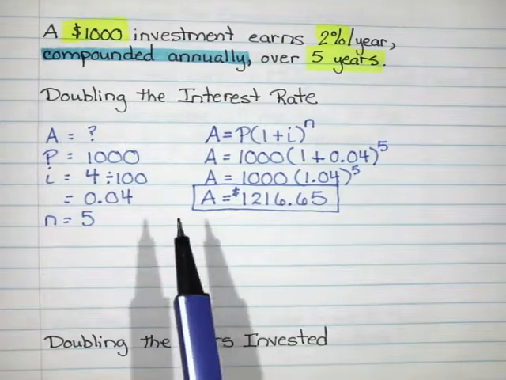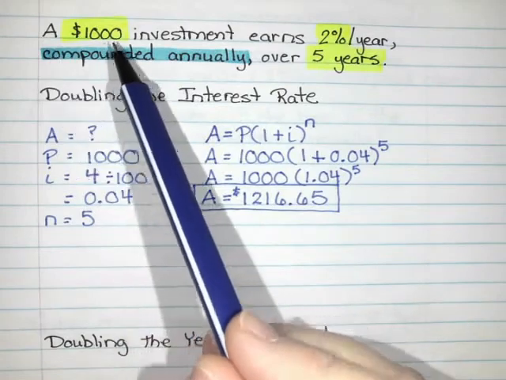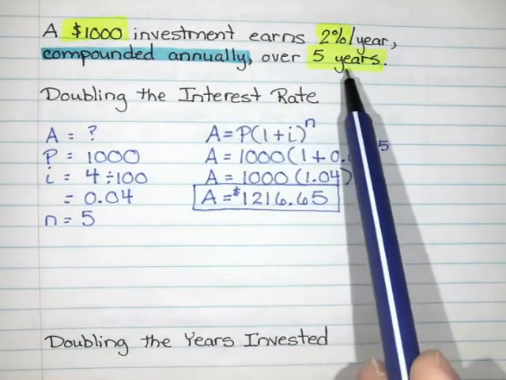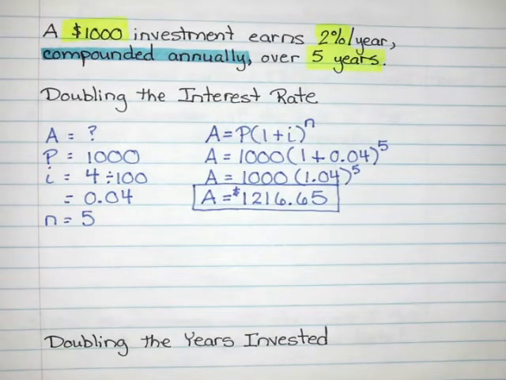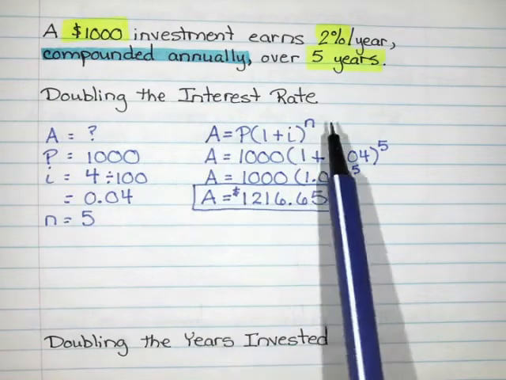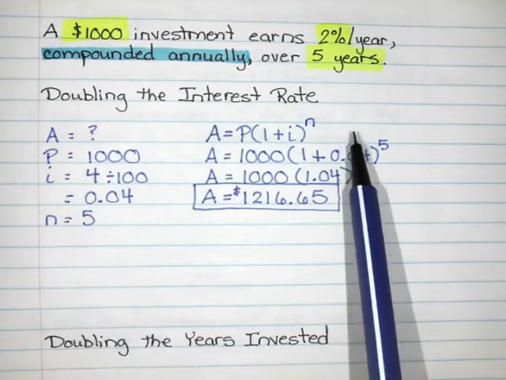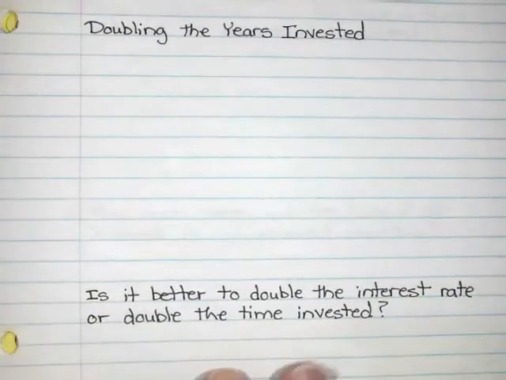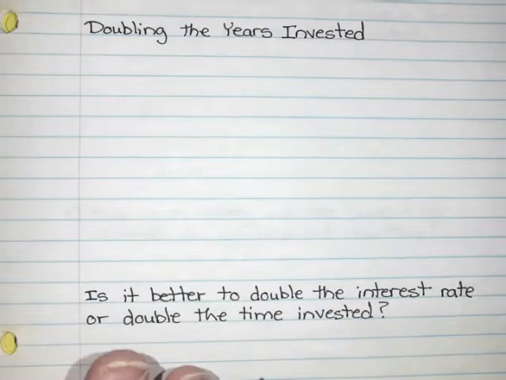All right, we are continuing the question that says a $1,000 investment earns 2% per year, compounded annually over 5 years. And the question that we're interested in answering is, is it better to double the interest rate or double the time invested? So we just finished in the previous video doubling the interest rate, and now we're going to take a look at what happens if we double the number of years that we're investing for.